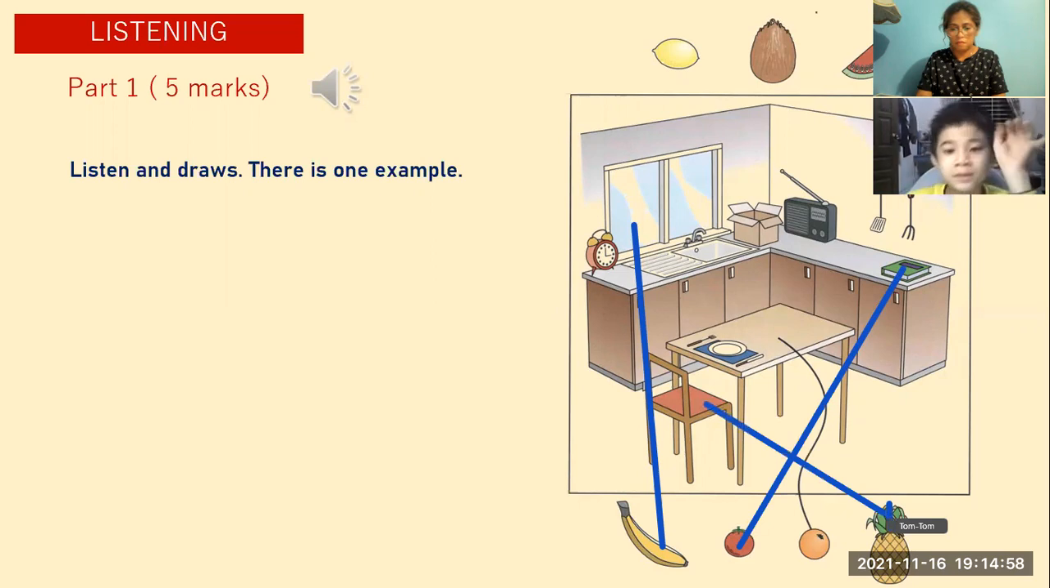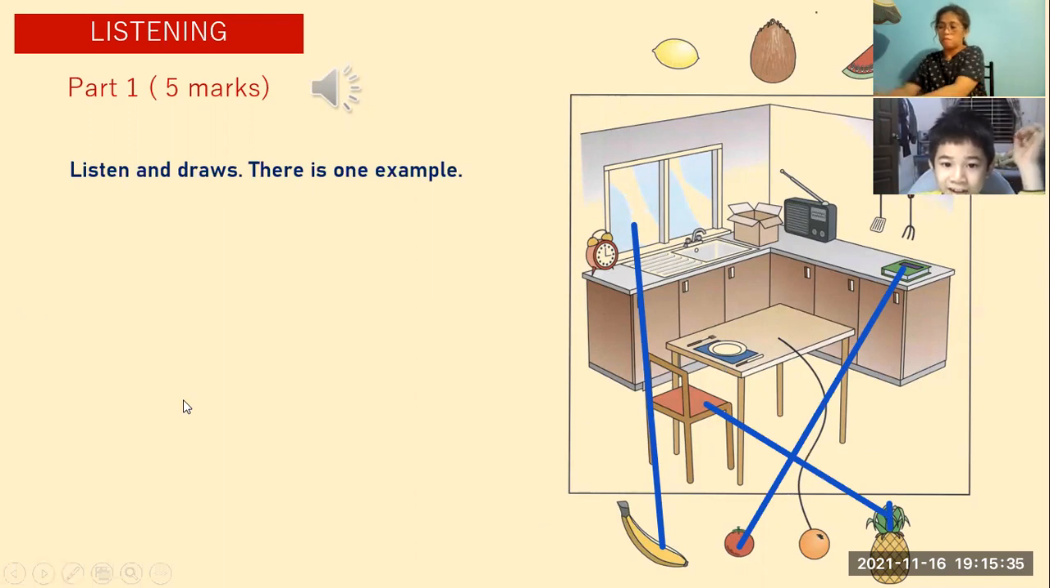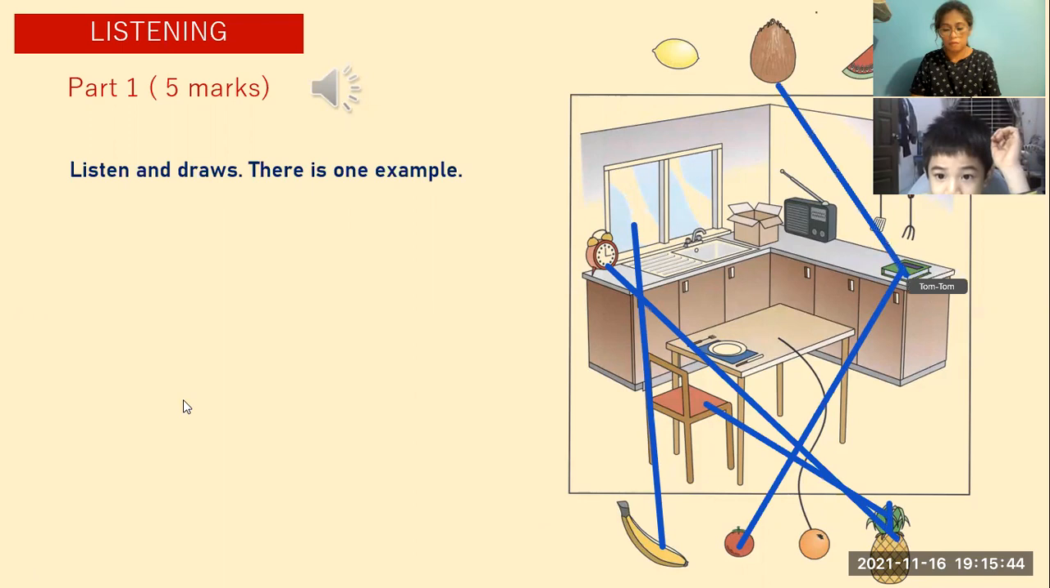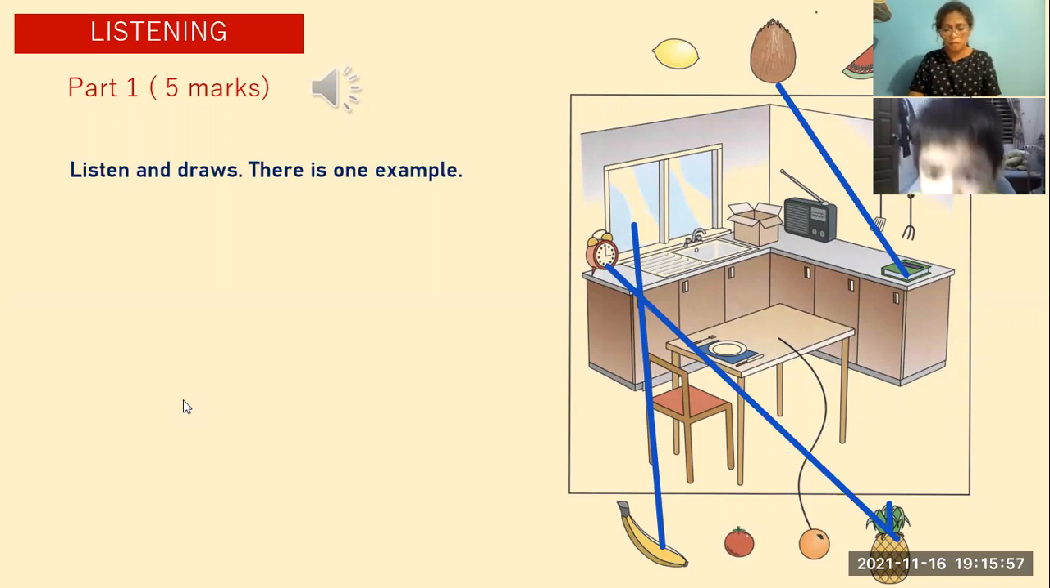Now listen to part one again. 1. The banana is in front of the window. Sorry? The banana is in front of the window. 2. The pineapple is next to the clock. 3. The watermelon is in the box. Pardon? What's in the box? The watermelon. 4. The lemon is between the radio and the book. Where? Between the radio and the book. 5. The coconut is on the chair. Where's the coconut? On the chair. That is the end of part one.